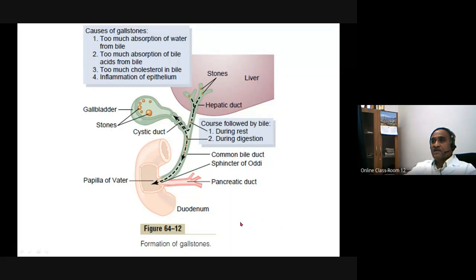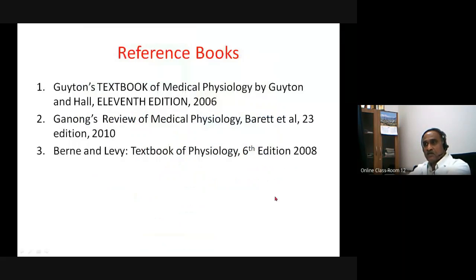So same thing, I mentioned too much absorption of water from bile, too much absorption of bile acids from bile, or too much cholesterol in the bile, or inflammation of the epithelium, all produce gallstones. These are gallstones there, and these gallstones may come here and stick in this cystic duct, and that may produce pain and other abnormalities, and it may lead to an emergency situation. For that reason, you remove this. So this is about the formation of the gallstone.